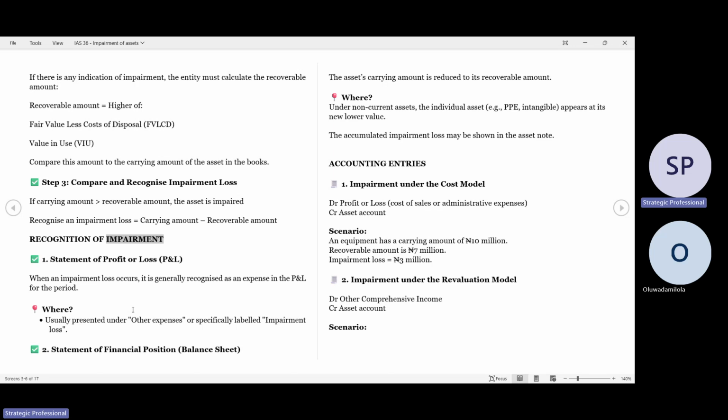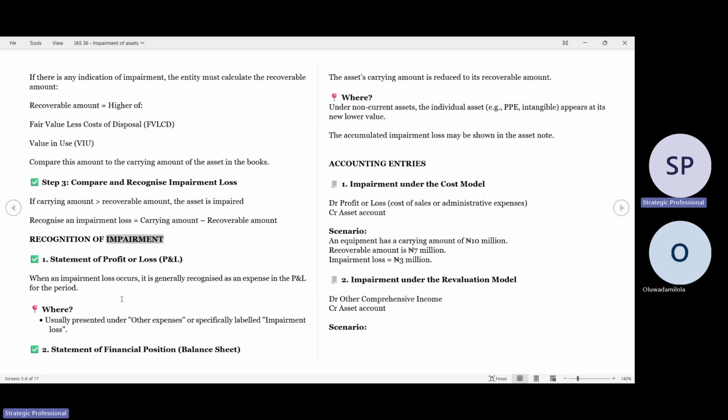The same way you are reducing the cost of that asset by the depreciation value, that is the same way you would reduce the cost of that asset by the impairment loss value. So if your cost is 50 million, your depreciation is 30 million, your impairment loss is 10, what it means is that the carrying amount of that asset will be 50 minus 30, which is the depreciation amount, minus 10, which is the impairment loss amount. The carrying amount will then be 10.